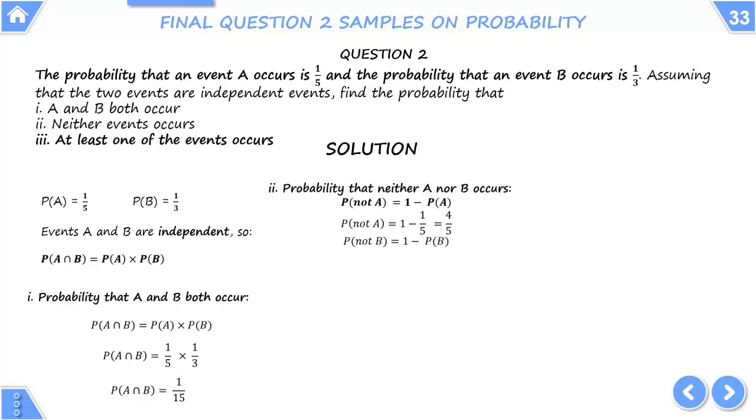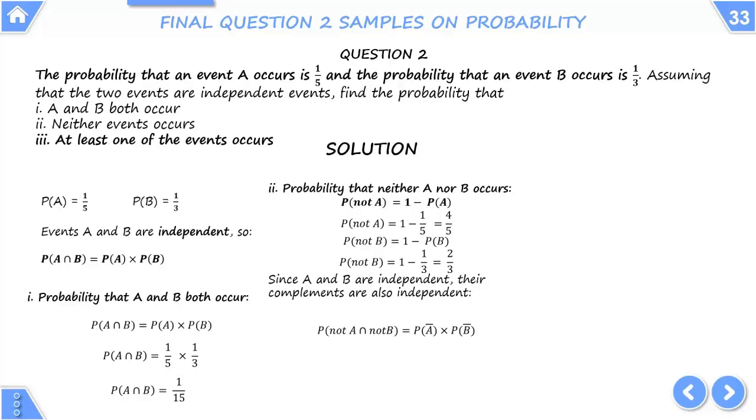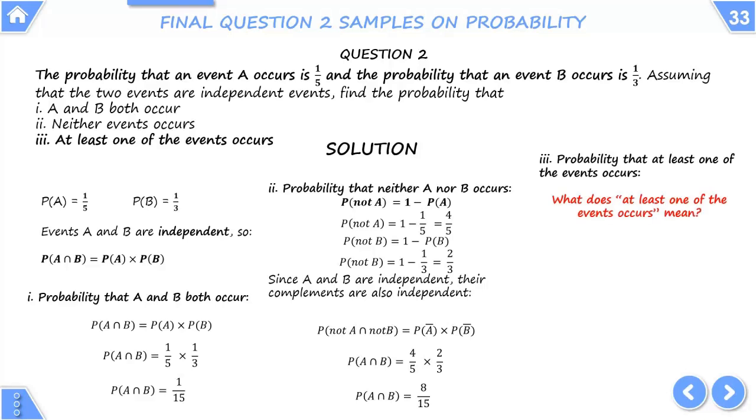You see that 1 minus B occurring will give us B not occurring. And that gives us, since A and B are independent, their complements are also independent, right? Then we have probability of A not occurring and probability of B not occurring, 4 out of 5 times 2 out of 3, and we have 8 out of 15.